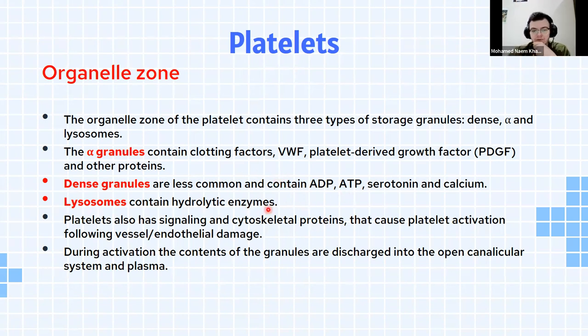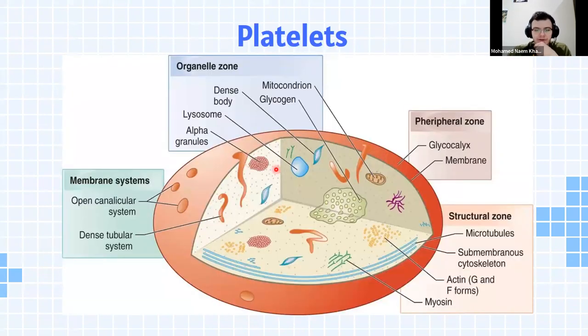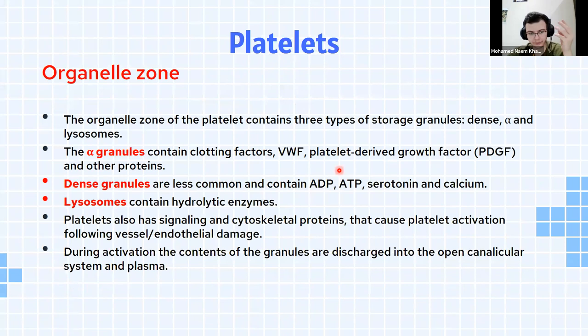The last one is the lysosomes. I think you guys know what lysosomes are. Basically, they break everything down inside the cell. So if you get something by endocytosis, it goes to the lysosome. The lysosome has the hydrolytic enzymes that can break that thing down to give you the specific molecules that you need. Okay, so three types of organelles that you need to know: the alpha granules containing the clotting factors, the dense granules that have ADP, ATP, serotonin, and calcium, and lysosomes, which contain the hydrolytic factors, okay?